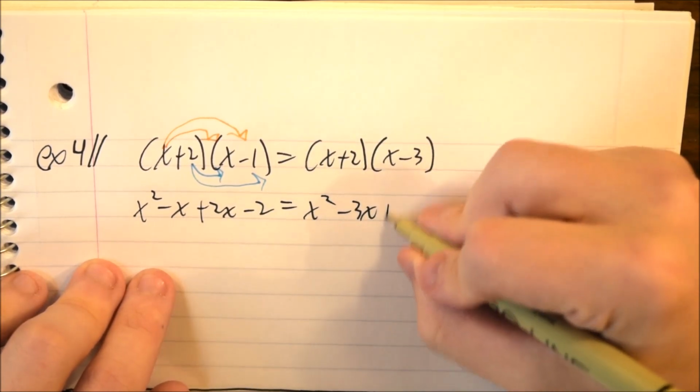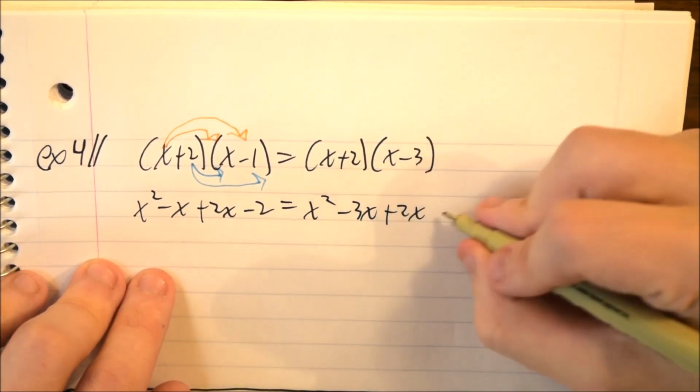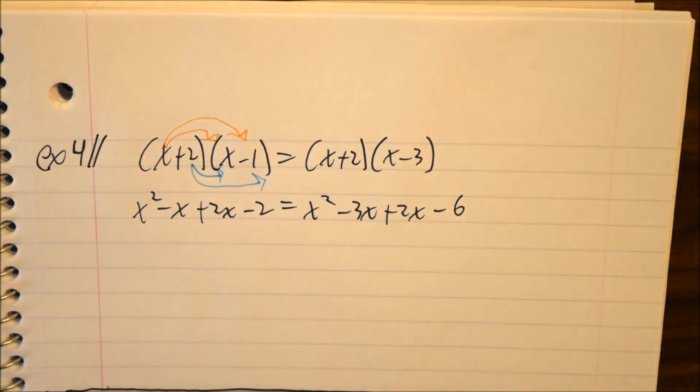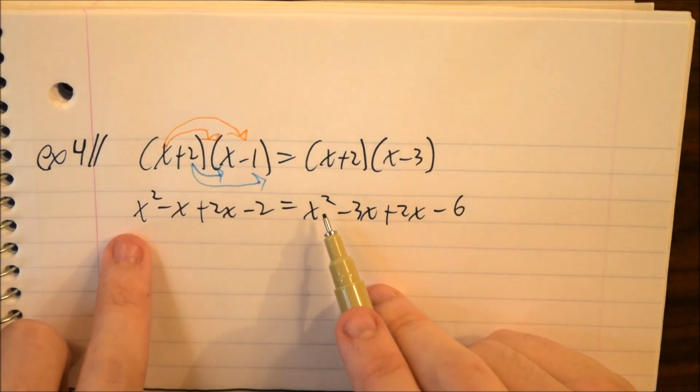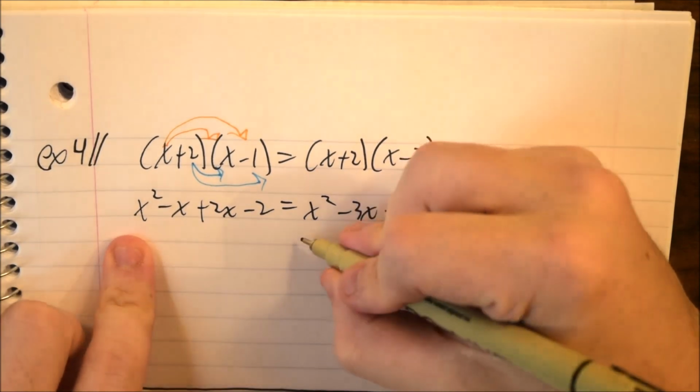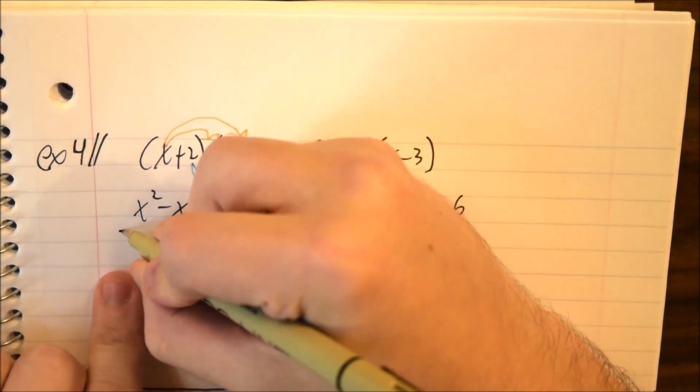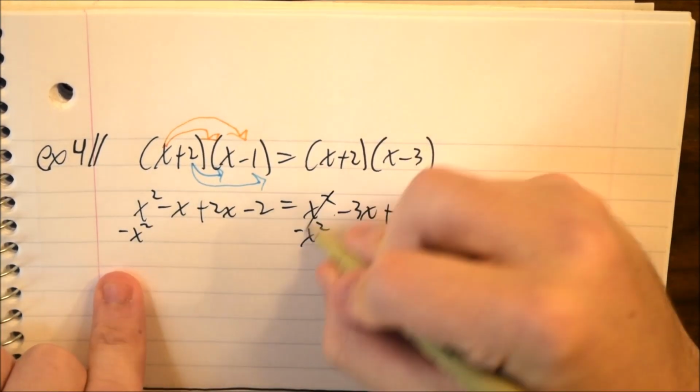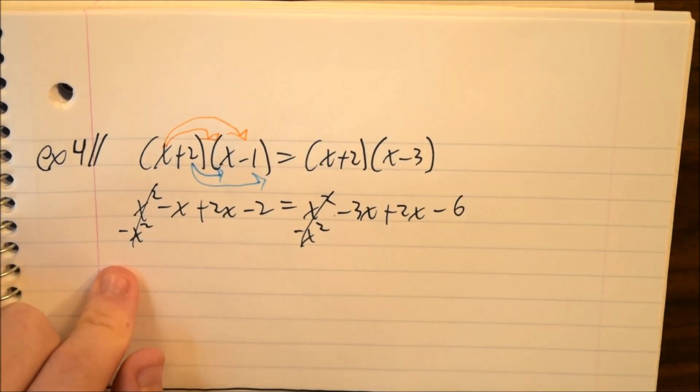2 times x is plus 2x. 2 times minus 3 is minus 6. I have x squareds now. That's kind of scary. But they cancel each other out, right? I'm going to subtract x squared over here, subtract x squared over here. Bing, bang. They're gone. Nothing to worry about.